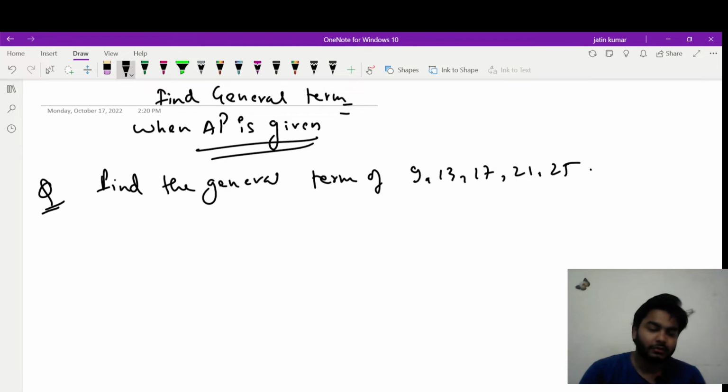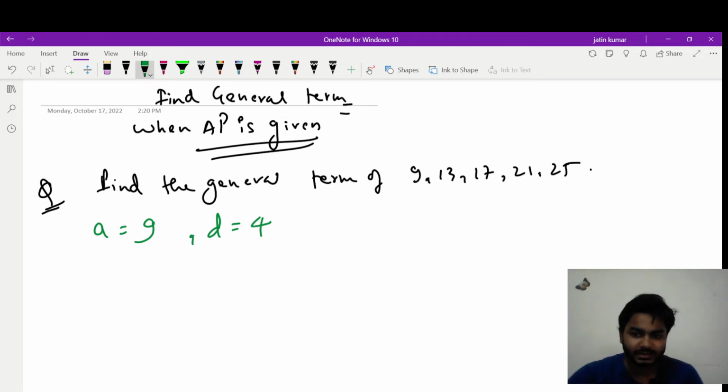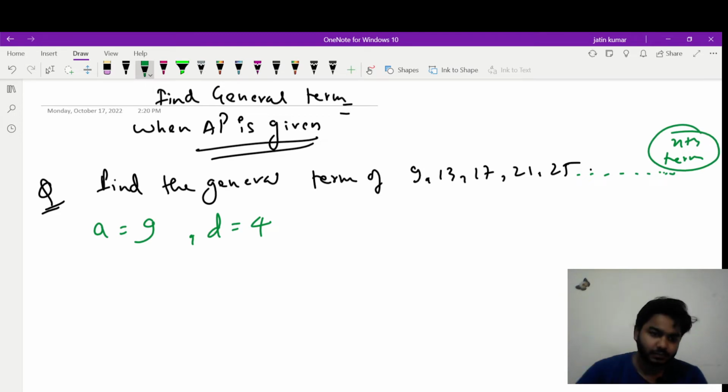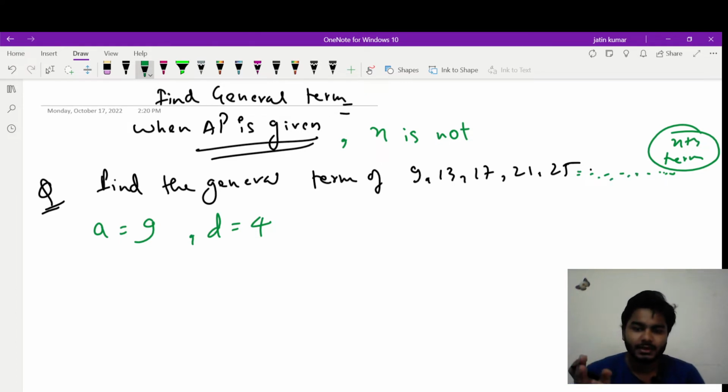First step in every question of AP, first step you will find A. A, the first term, is 9, and then you will find D. D is 13 minus 9, 4. Then you need to find the AN, the last term, because this AP will end in the nth term. Nth term is the last term only. The AP will end somewhere, no? So you need to find that nth term. And n is not given to you. You observe one thing, dot dot dot means you don't know how many terms are there in this AP. Okay, n is not given.